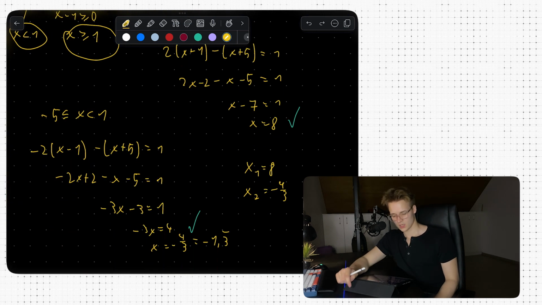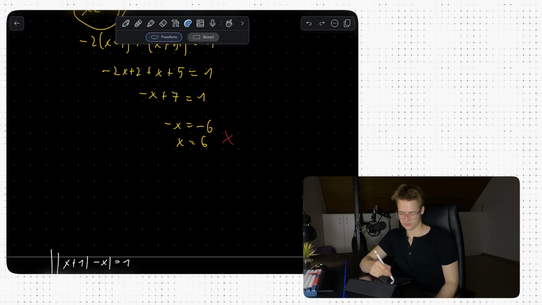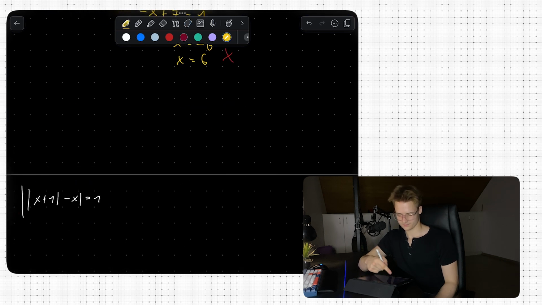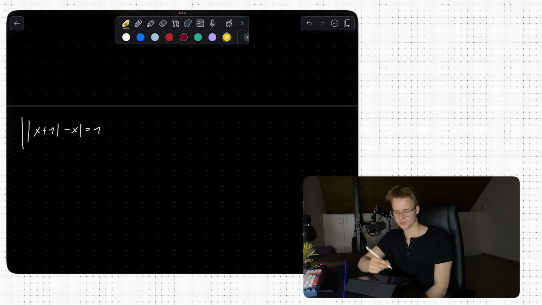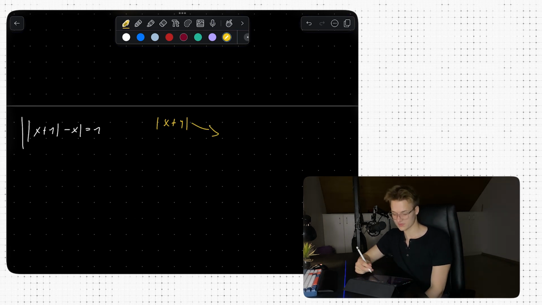Okay, now moving on, we have this one here. Here we have an absolute value inside of an absolute value. What we're going to do is the exact same process. First, we're going to see when x plus 1, the inner absolute value, is greater than or equal to 0, and then we're just going to solve each case respectively.